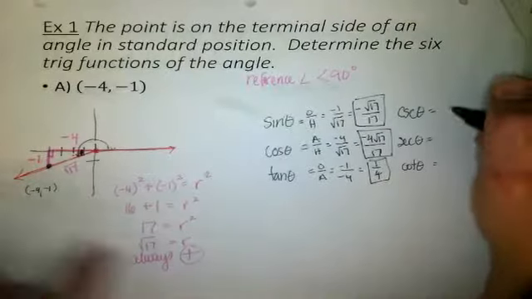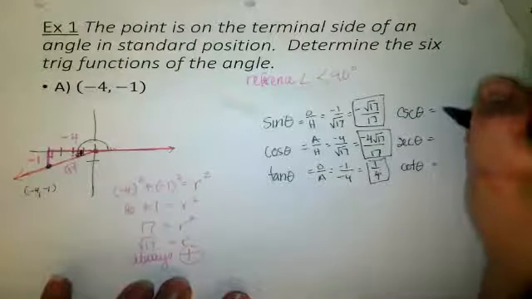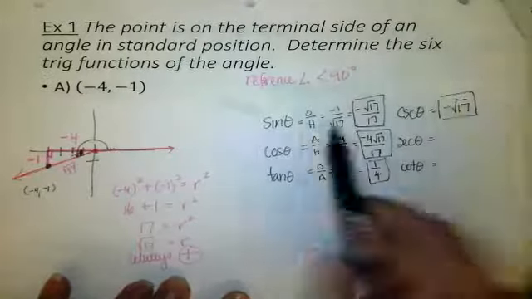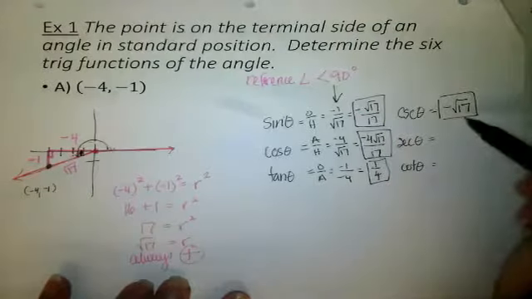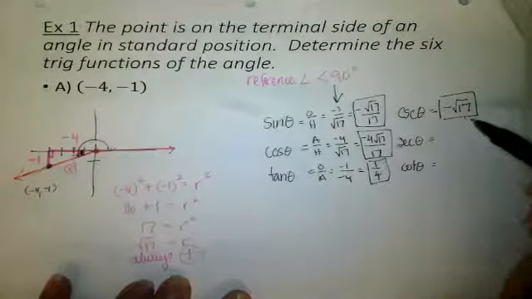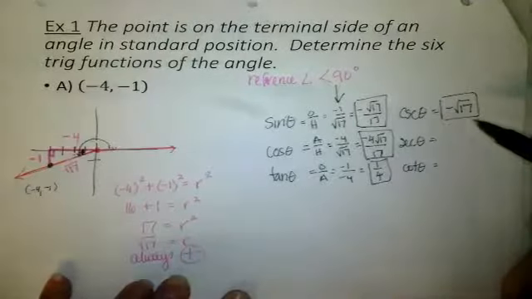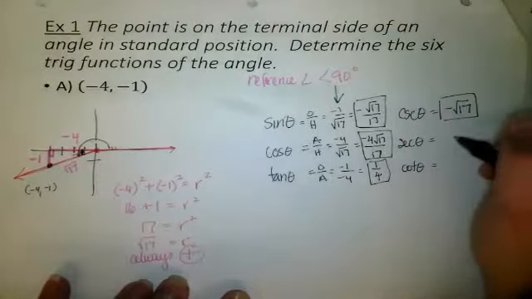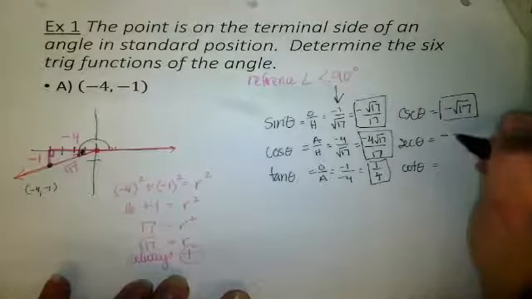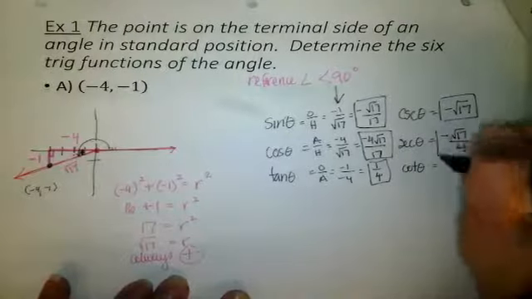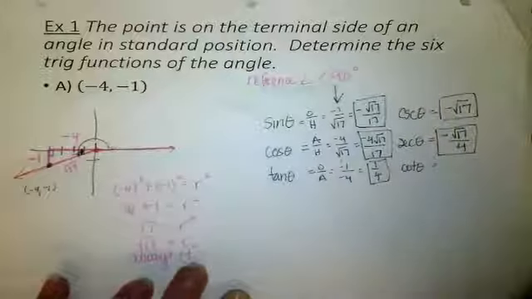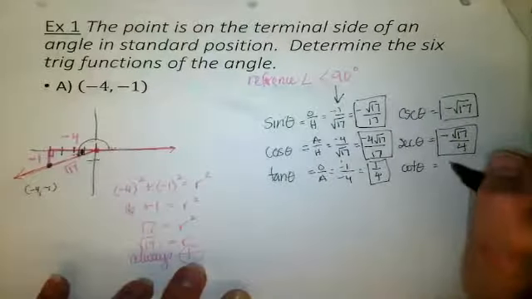All right, what would cosecant be? Negative. I'm going to flip this one because that would be easier. So you can see if you flip that, it's just going to be negative radical 17 over 1. What's secant of theta? Negative radical 17 over 4. Again, I'm flipping the one before we rationalized. And then cotangent is going to be 4.